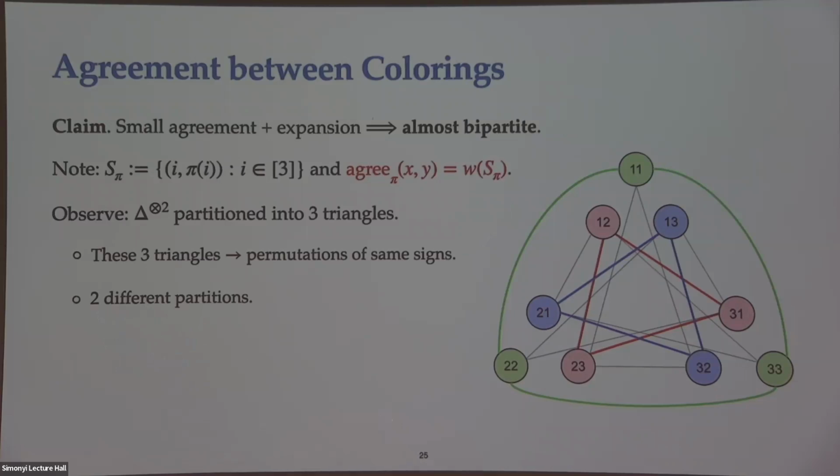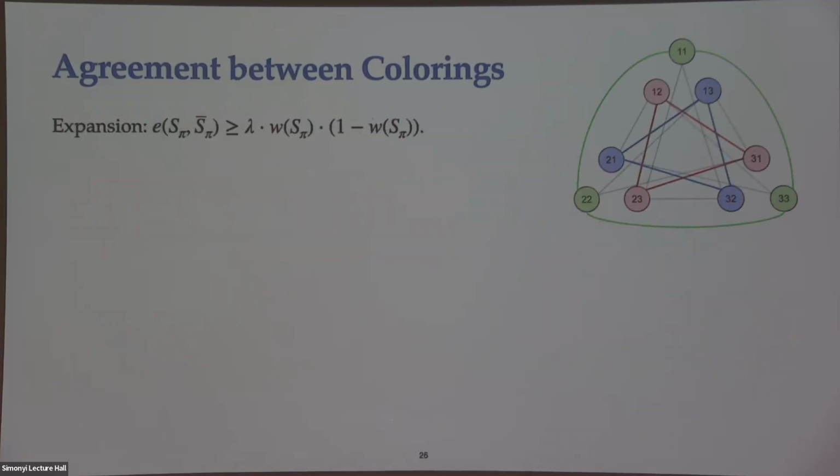Okay, so now we want to use the expansion property. And we're going to apply the spectral gap to each of these triangles. So we know that the edges between a triangle and its complement is at least the spectral gap times the size times 1 minus the size of that triangle. Now the obvious thing to do is to sum up all these inequalities over the 6 permutations.